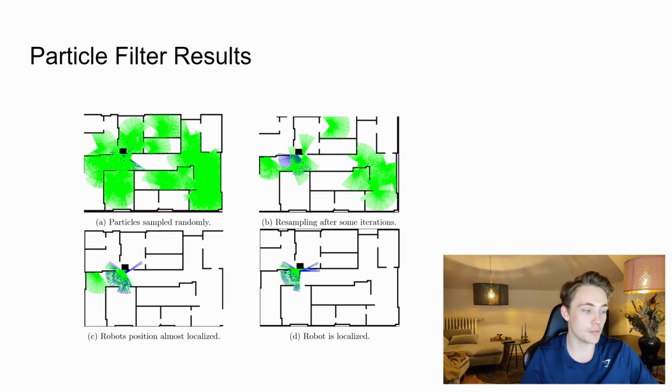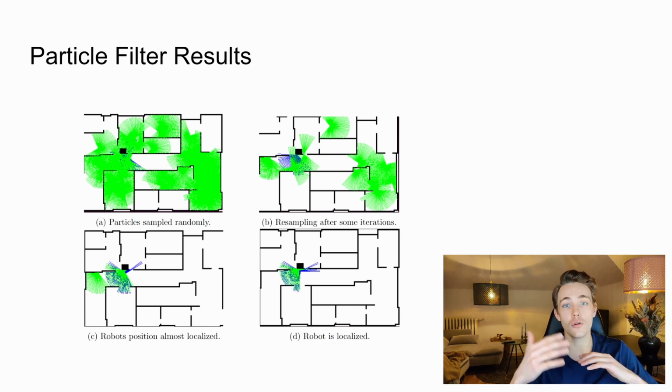Down at the bottom, we can see the robot's position is almost localized. And at the last iteration, we can see that we have now actually localized our robot. We can just keep on sampling, trying to track the robot when it's moving around in the environment and so on. So this is just after some iterations.